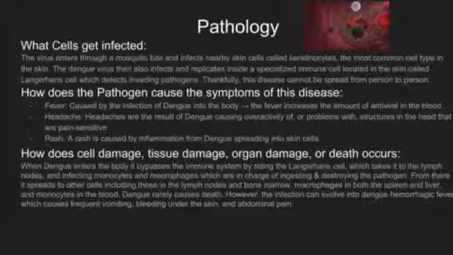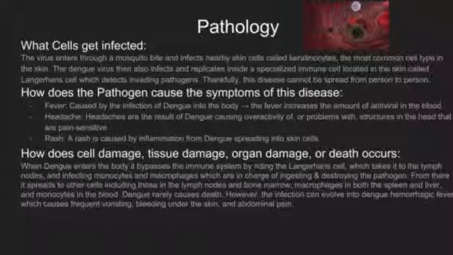How does the pathogen cause symptoms of this disease? Fever, caused by the infection of dengue into the body. The fever increases the amount of antiviral in the blood. Headache. Headaches are the result of dengue causing overactivity of, or problems with, structures in the head that are pain sensitive. Rash. A rash is caused by inflammation from dengue spreading into the skin cells.